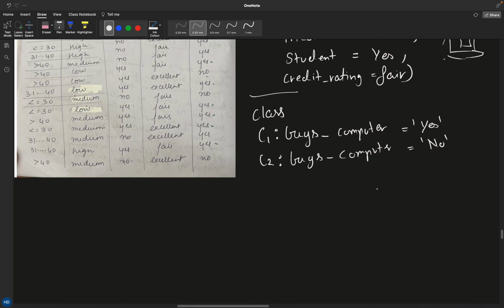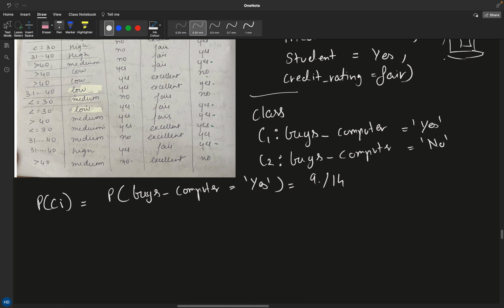First, the whole thing works on the system of probability. Probability is basically the number of cases of the thing you're finding the probability for, divided by total cases. The first thing we do is find P(Ci), iterating for C1 and C2. So C1 would be the probability of buys_computer yes. Now remember, this is for the whole data set. The whole question works for the data set only.